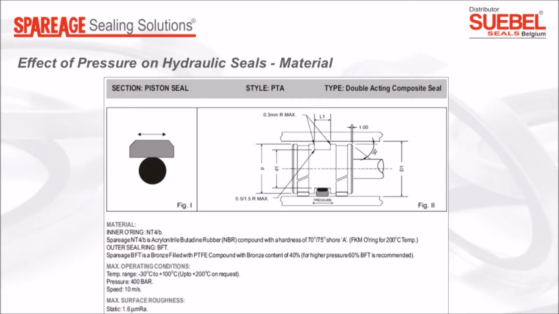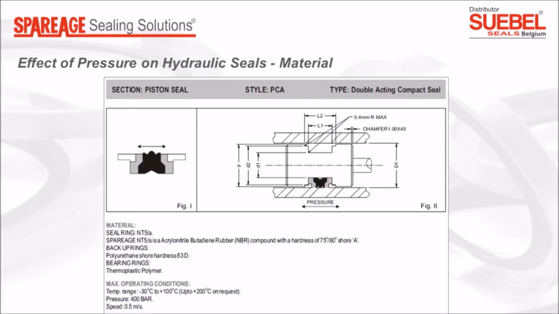Seals with bronze-filled Teflon as the main sealing element, like the Spare Edge GR type, are double-acting seals. A single seal is used for pressure from both directions, approximately 7 mm in thickness, and can withstand 400 bar pressure.